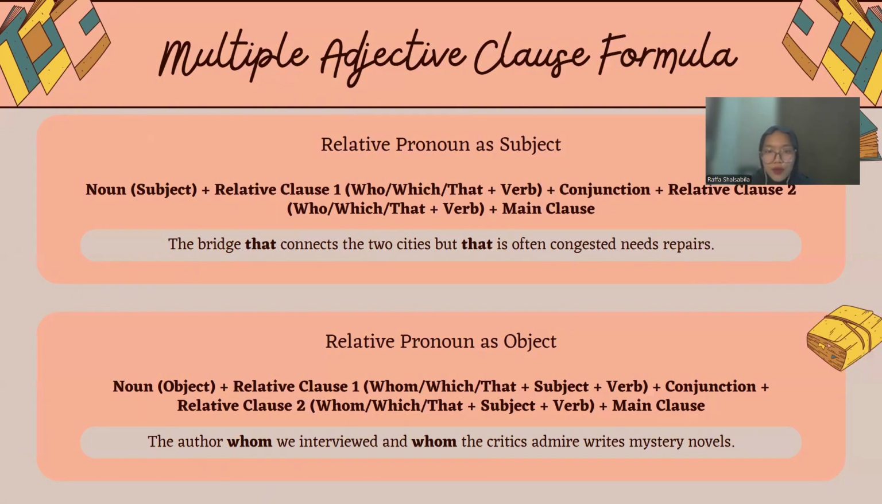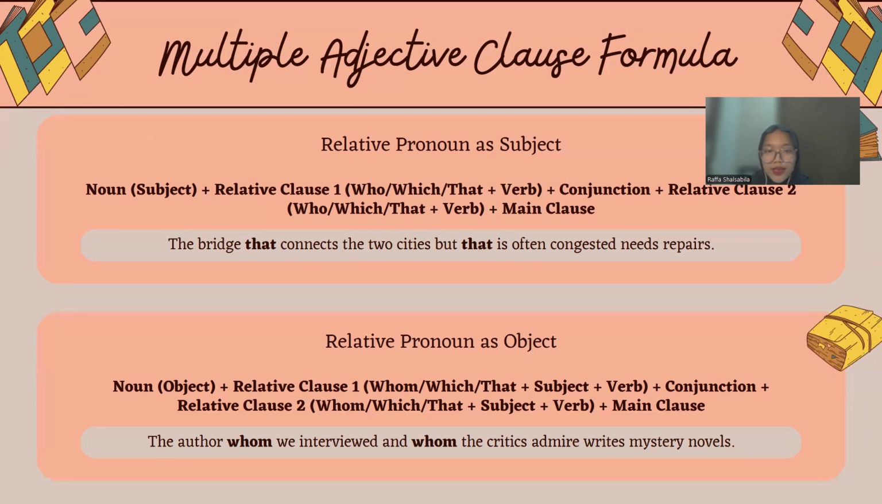The second one is relative pronoun as object. Relative clause or adjective clause serves to explain the noun that is the object, not the subject. In this case, we use a relative pronoun like whom, which, or that as the object in the adjective clause.